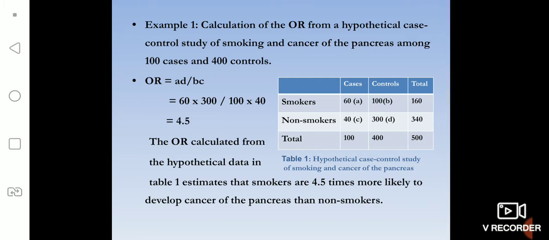Now I have given an example here for your easy understanding. Calculation of odds ratio from a hypothetical case control study of smoking and cancer among 100 cases and 400 controls. Now the odds ratio, as we have seen in the formula before, AD by BC, that is 60 into 300 by 100 into 40, that makes it 4.5. So the OR calculated from the hypothetical data in this table estimates that smokers are 4.5 times more likely to develop cancer of the pancreas than non-smokers.